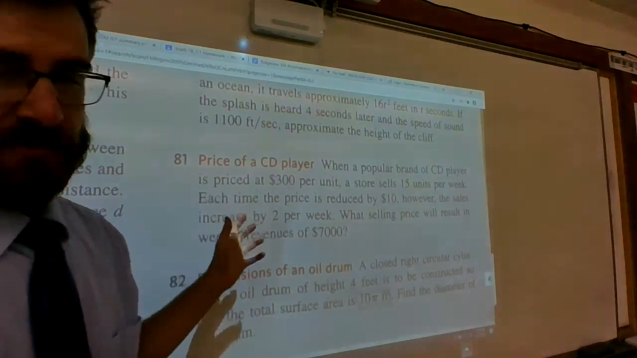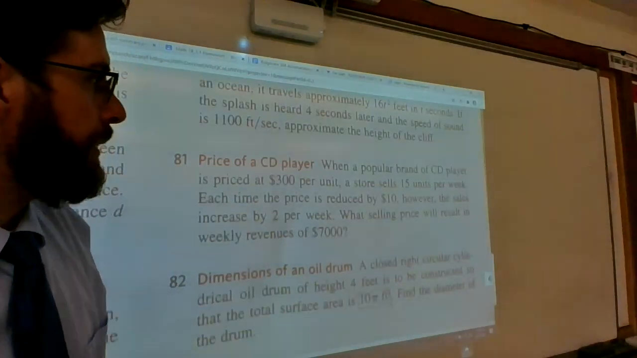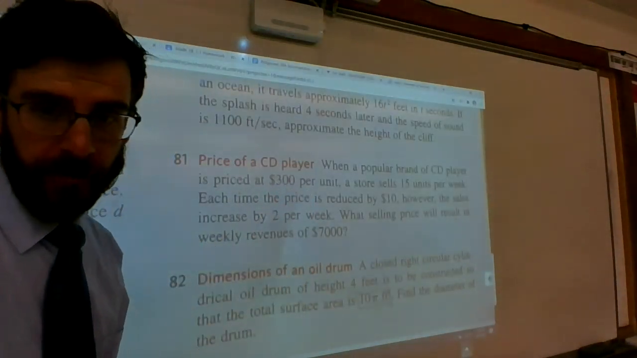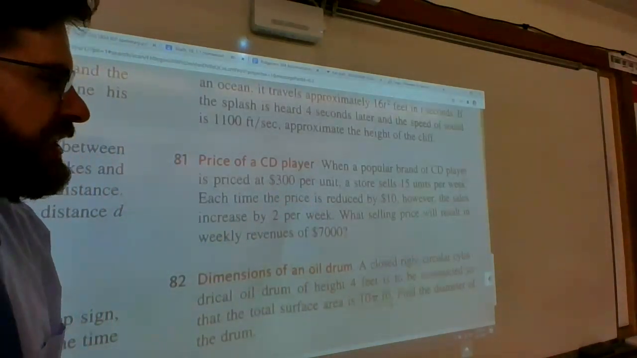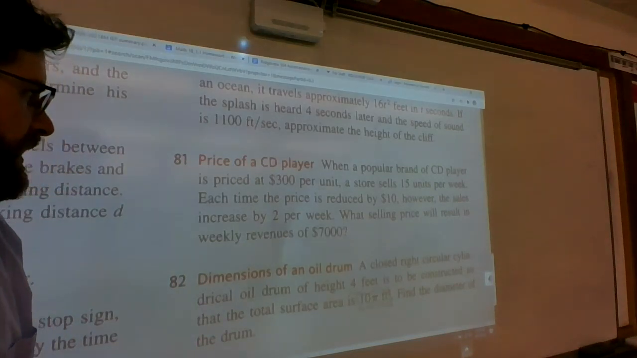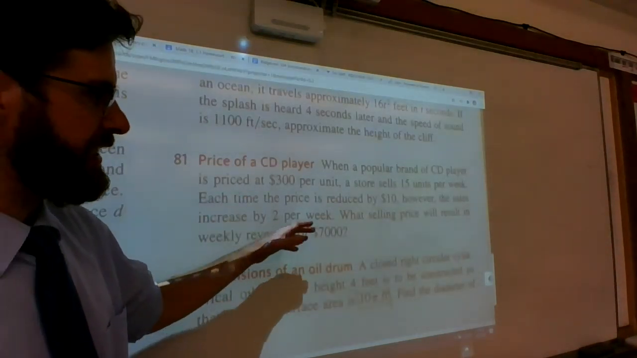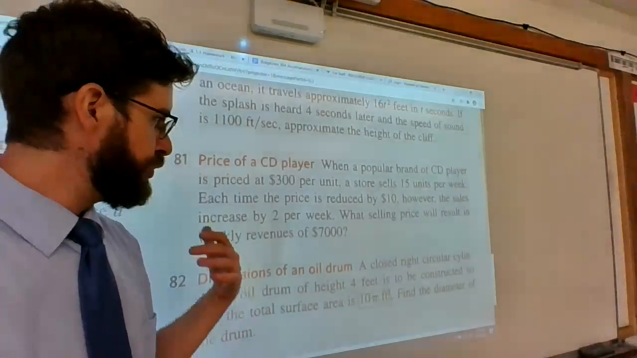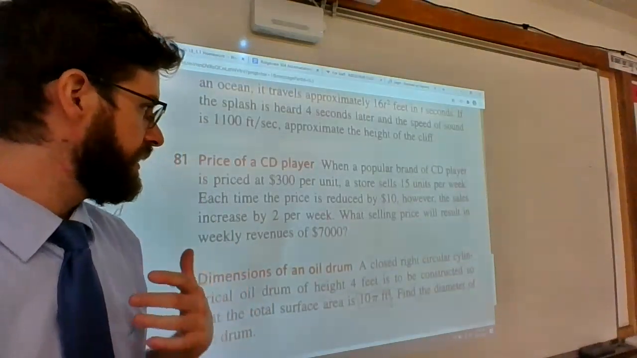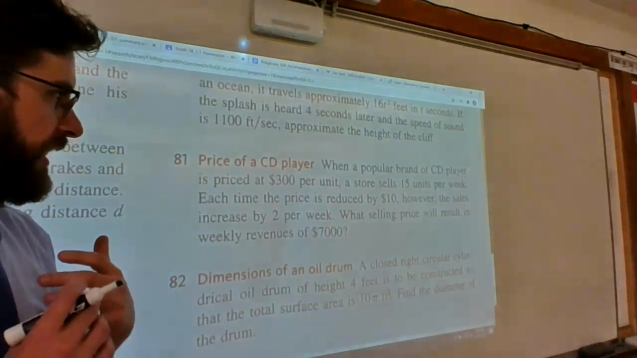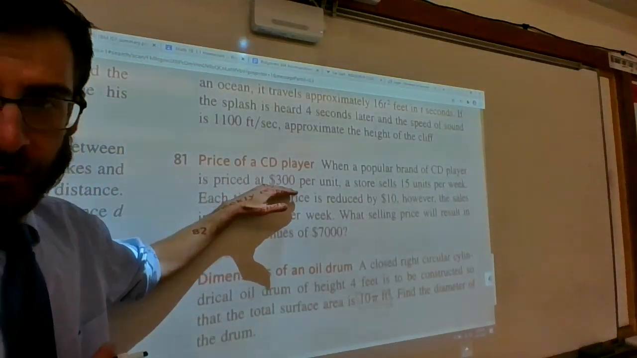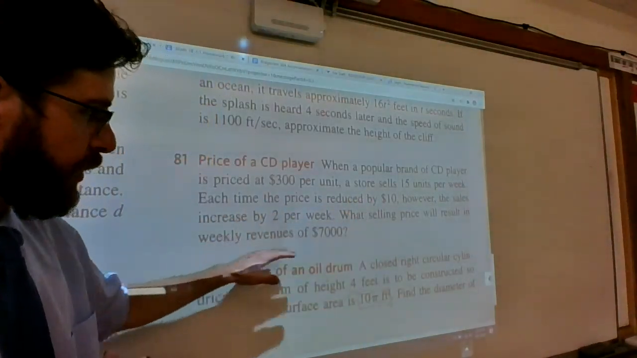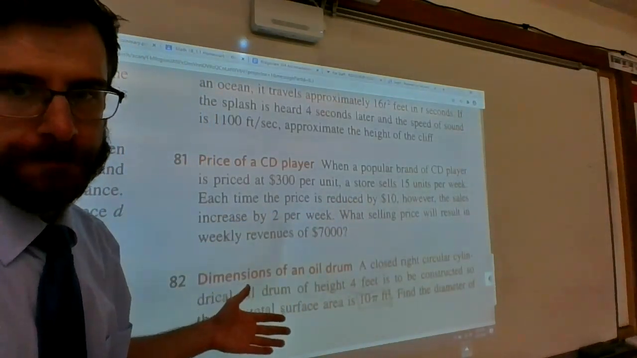So it says, this is kind of outdated, so try not to laugh. When a popular brand of CD player is priced at $300 per unit, a store sells 15 units per week. Each time the price is reduced by $10, however, the sales increase by two sales per week. So what's the selling price that we should make this $300 unit, like we're continually decreasing it to get more units sold, if we want a weekly revenue of $7,000?